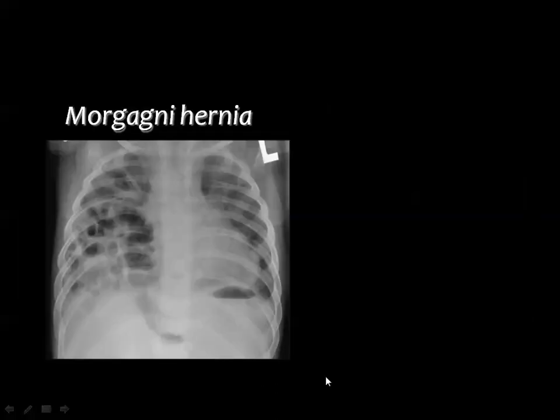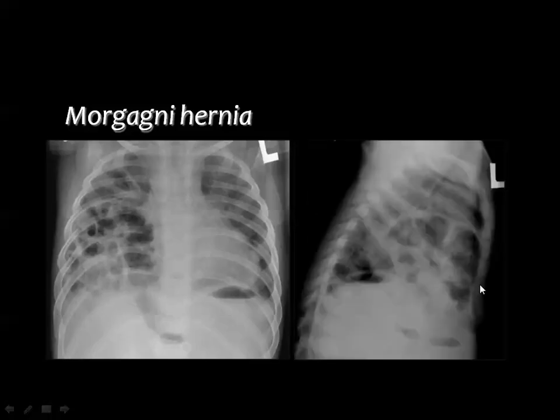And whenever you see gas containing shadows within the hemithorax, especially if they contain air fluid levels, and these gas shadows are continuous with the gas shadows in the abdomen, then you know that the diagnosis is most likely a diaphragmatic hernia, which is far more common compared to the lesion which may be mistaken for this, which is the cystic adenomatoid malformation of the lung that we have discussed before.